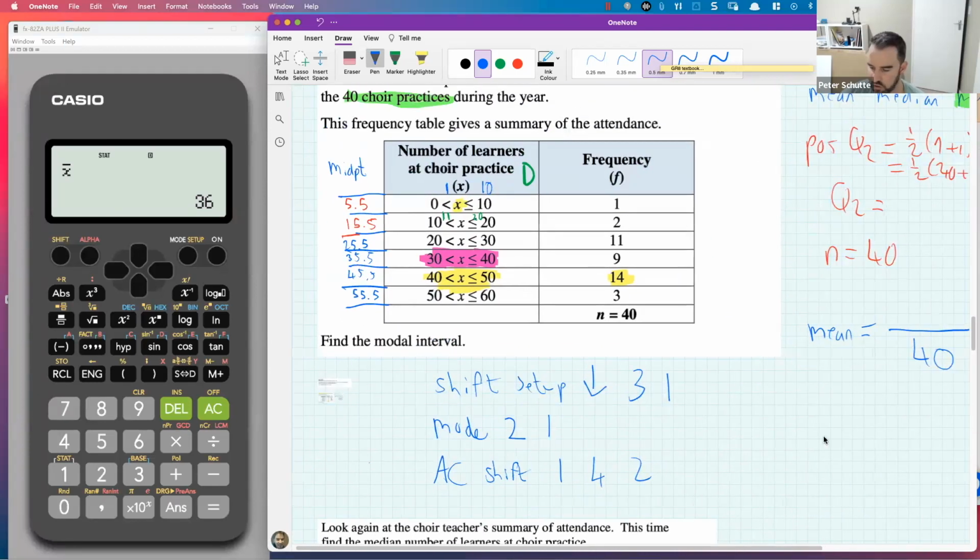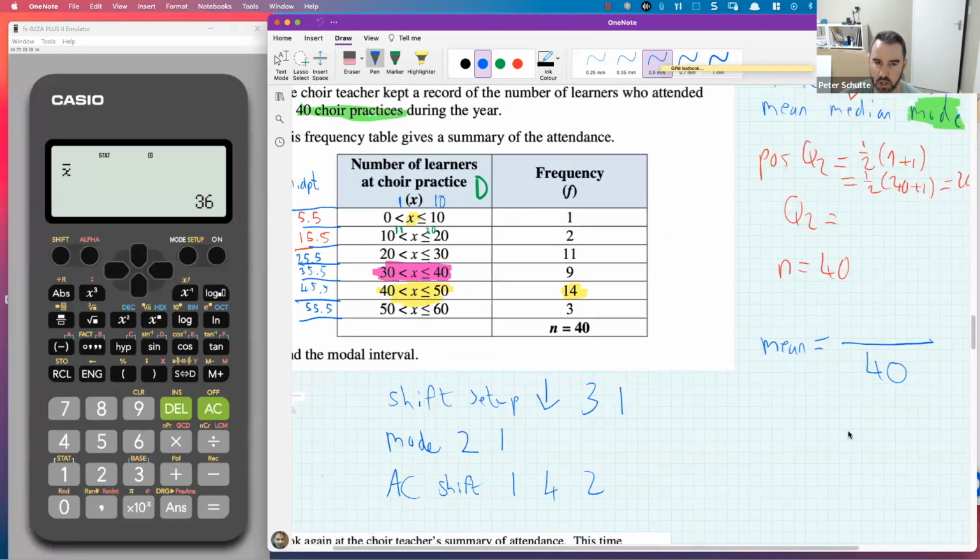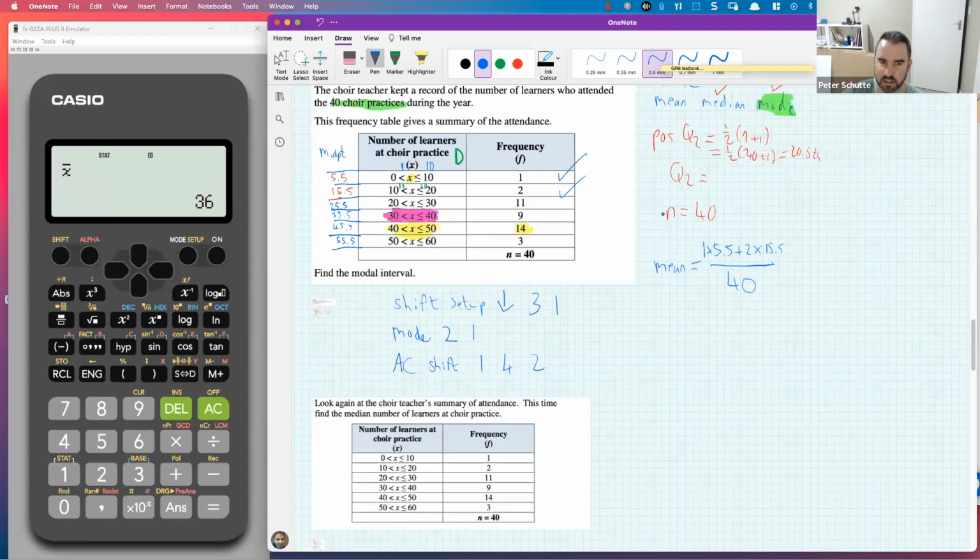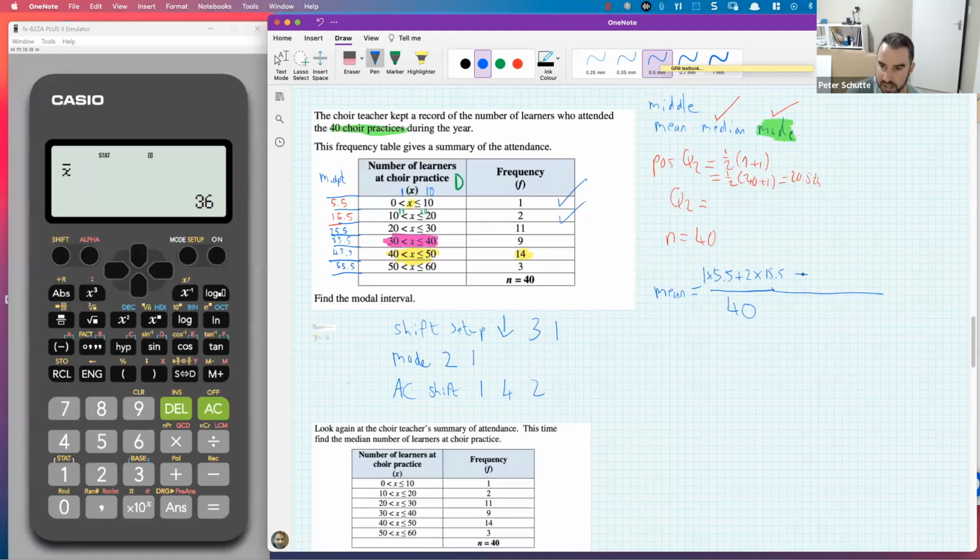Now, if we didn't use our calculator to help us with that, the only other way we could have got to that answer would have been to say 1 times 5.5 plus 2 times 15.5. So I'm basically just working through here. Plus, I would have had to carry on. I would have had to keep adding up stuff. Plus 11 times 25.5. And you will eventually get the right answer if you do all the intervals, but using your calculator would be a lot quicker. And so that's why I wanted to show that to you.